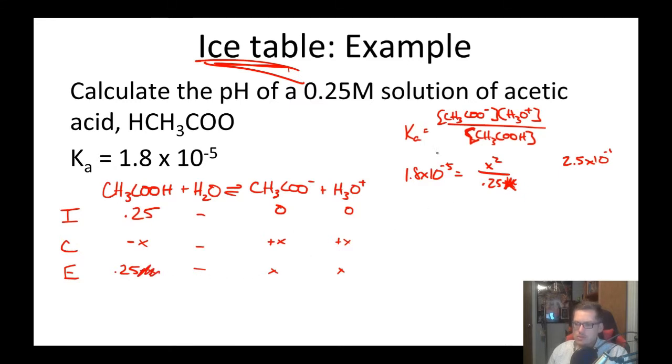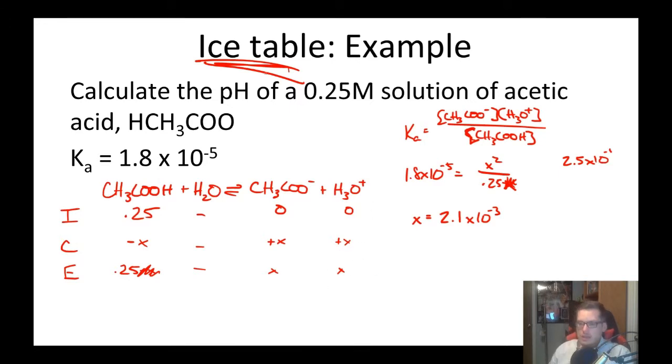So essentially, what we come down to is 1.8 times 10 to the minus 5th is equal to x squared over 0.25. So we can solve for x. X would be equal to 0.25 times 1.8 e to the minus 5th, and then take the square root of that. And so this becomes 2.1 times 10 to the minus 3rd. That's our x value.